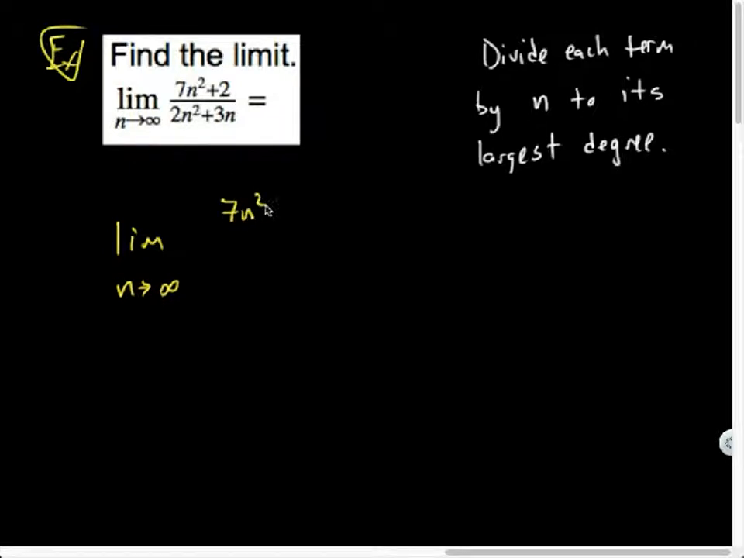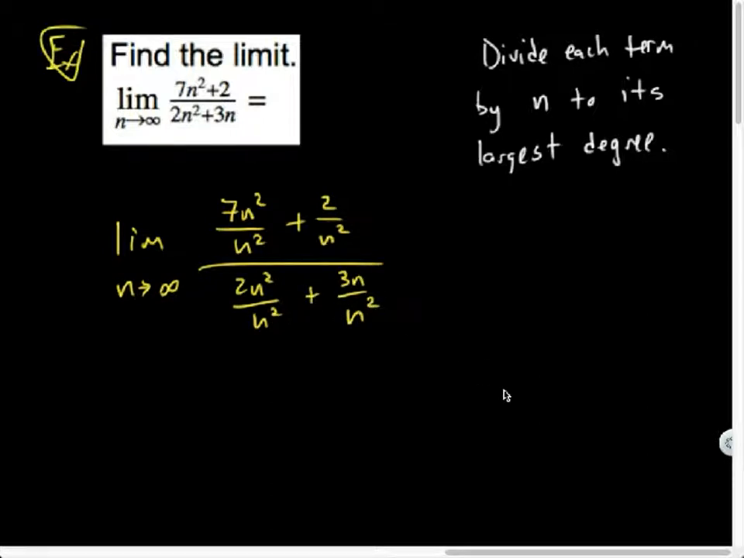So I'll have 7n squared divided by n squared plus 2 divided by n squared, all over 2n squared divided by n squared plus 3n divided by n squared. Everybody gets divided by n squared. If you think about what I actually did, I multiplied by 1 over n squared over 1 over n squared, which is really equivalent to 1. And if I just distribute that to each of those terms, that's what I'd get.